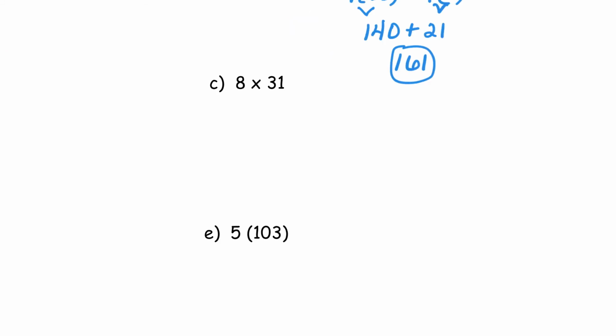Letter C is a little more of the same. So I have 8 times 31. I'm going to use the break apart and then apply the distributive property. So I have 8 times 30 plus 1. What you're looking to do is figure out, how do I break apart this number, and I put it inside the parentheses. And then I simply apply the distributive property. So this becomes 8 times 30 plus 8 times 1.